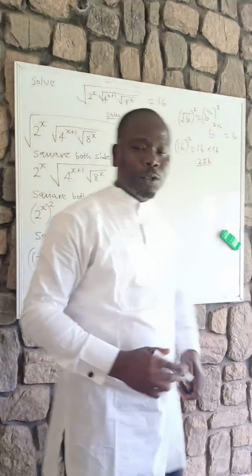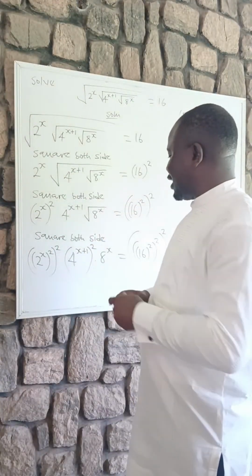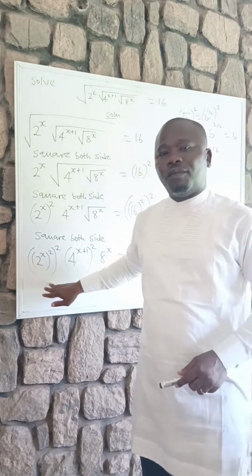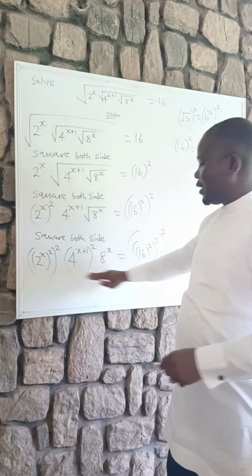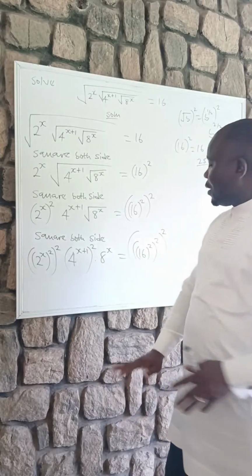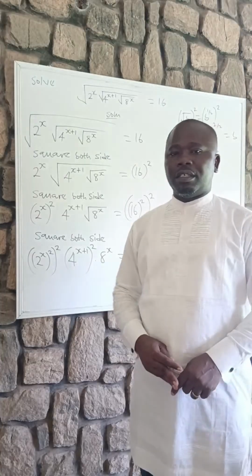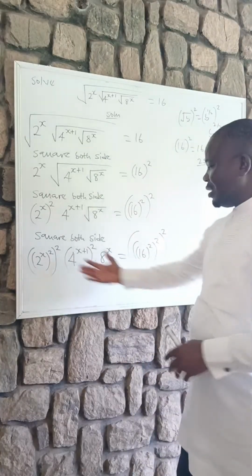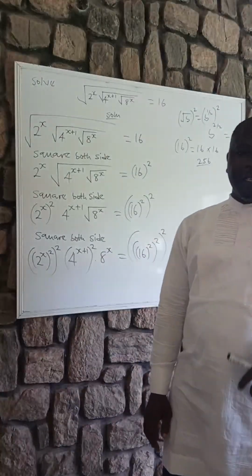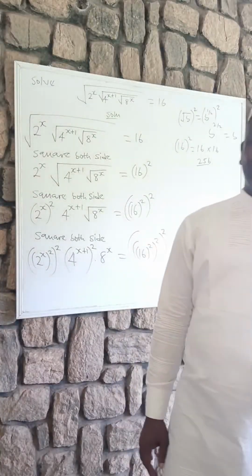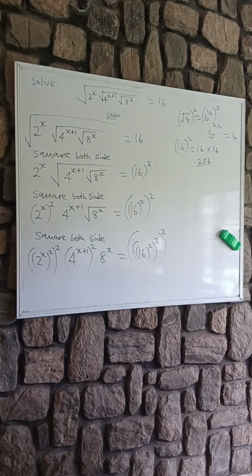Can you see now? So at this point, we are almost there. True or false? We are almost there, because we just need our basic indices. Then at the end of the day, we will arrive at the answer. Any question, please drop it in the comment section. Do you have any question?